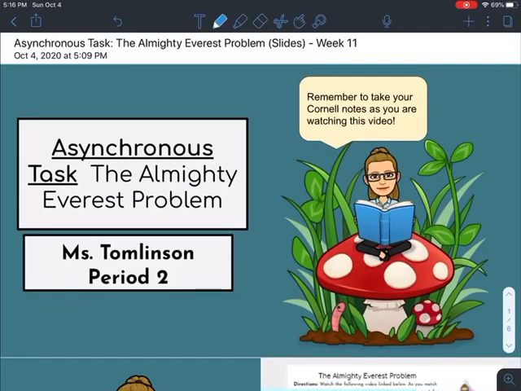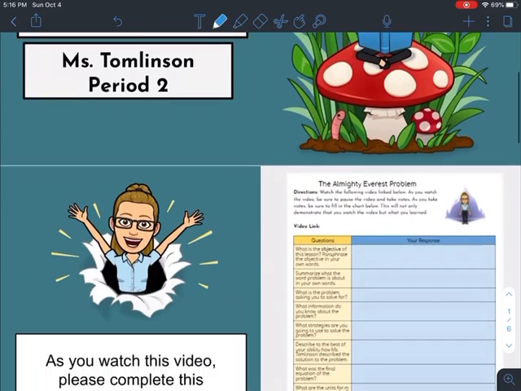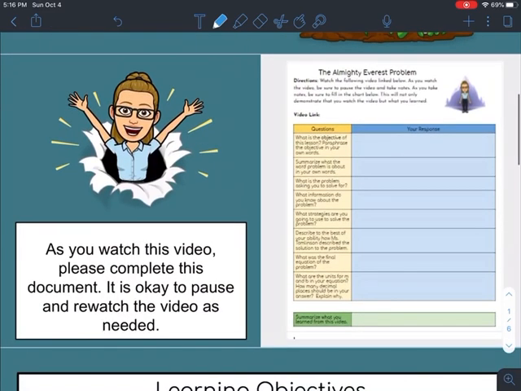In this video, I'm going to go through the almighty Everest problem. As you are watching this video, make sure that you are taking Cornell notes, as you can see here on the screen. As you take notes, you are responding to these questions right here in yellow in the blue boxes that are provided to you.